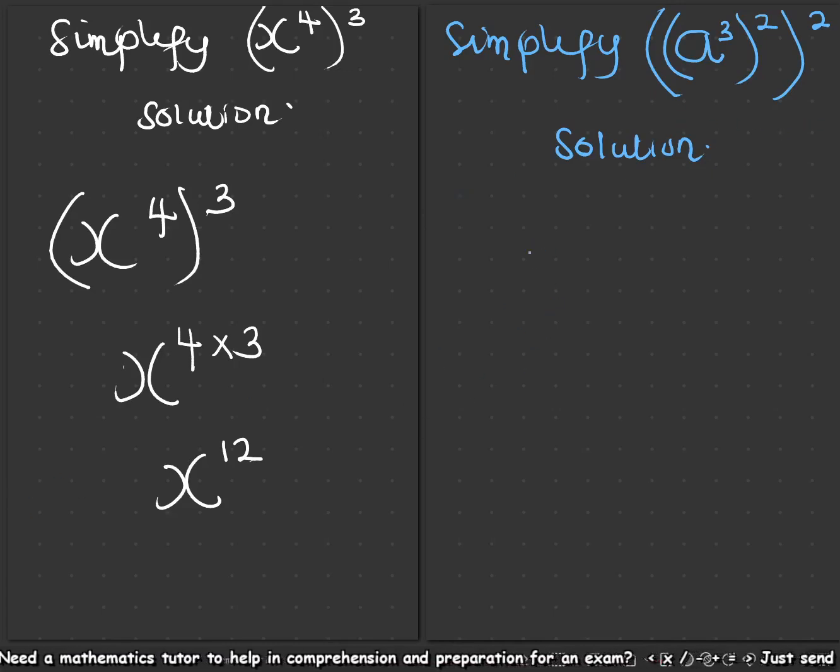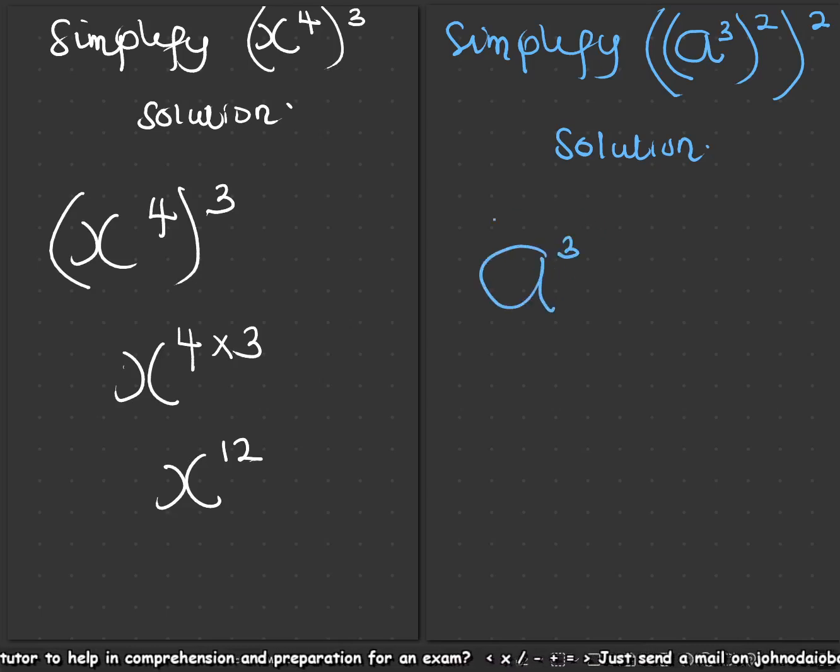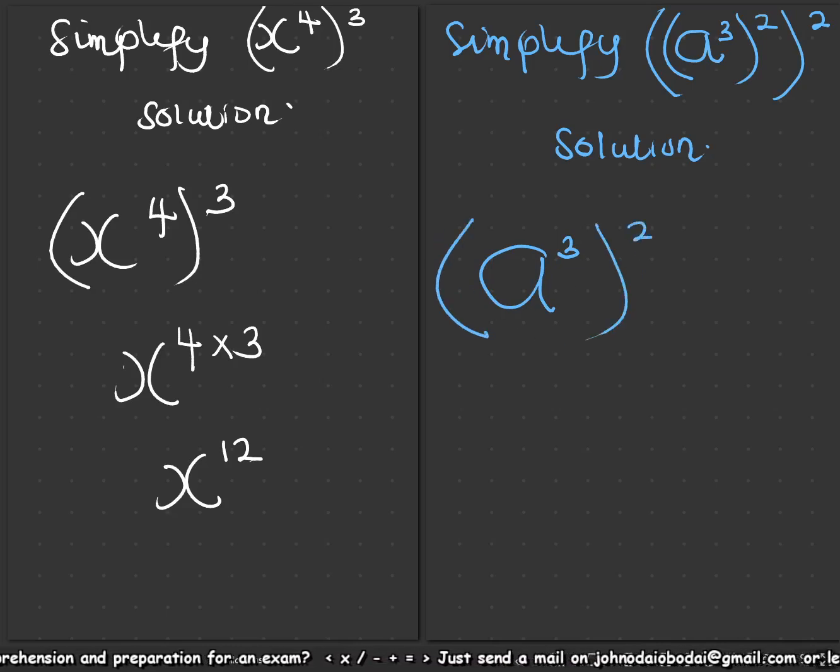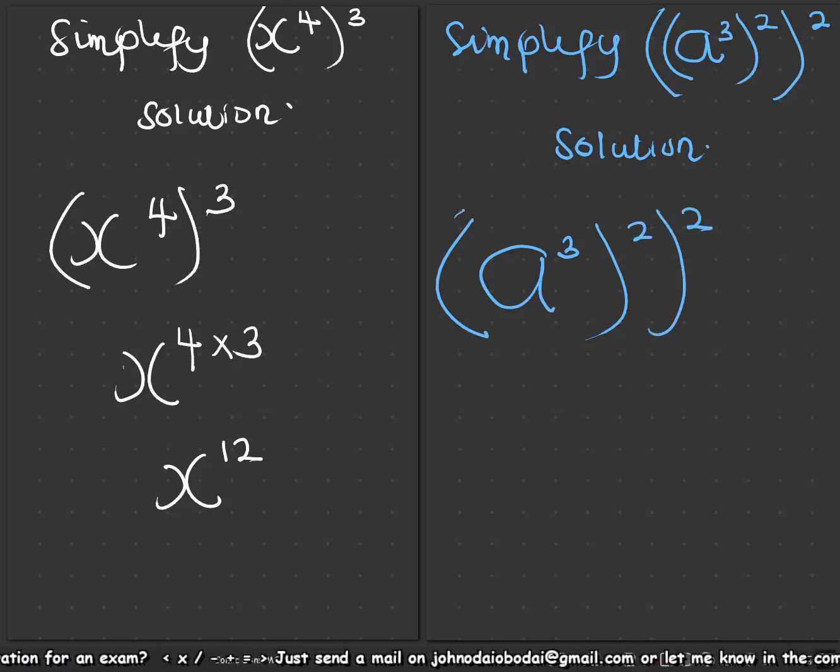It says we have a raised to the power 3. And this a raised to the power 3 is also raised to the power 2. And this raised to the power 2 is also raised to another 2 as well. How do we evaluate this? Most of the times, all you know in the basics, if you understand it well, that is what you apply as you move on.